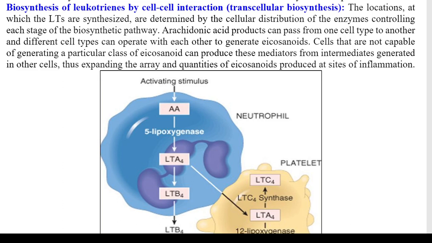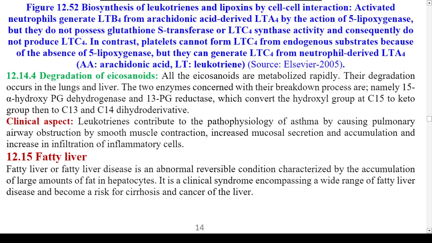to generate eicosanoids. Cells that are not capable of generating a particular class of eicosanoid can produce these mediators from intermediates generated in other cells, thus expanding the array and quantities of eicosanoids produced at sites of inflammation. Figure 12.52 Biosynthesis of leukotrienes and lipoxins by cell-cell interaction.